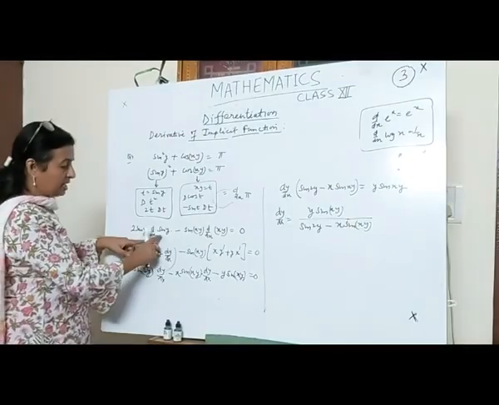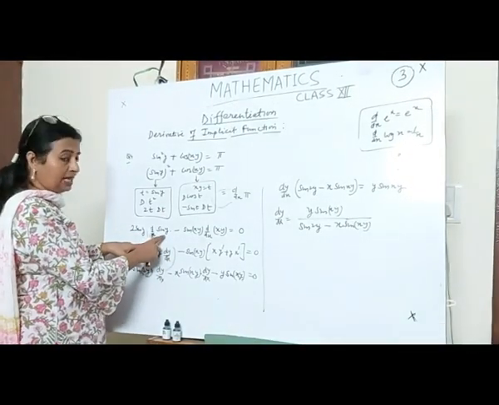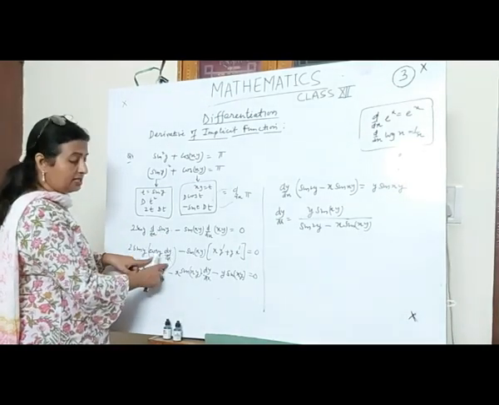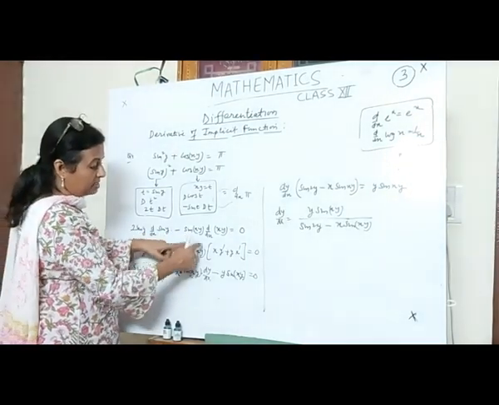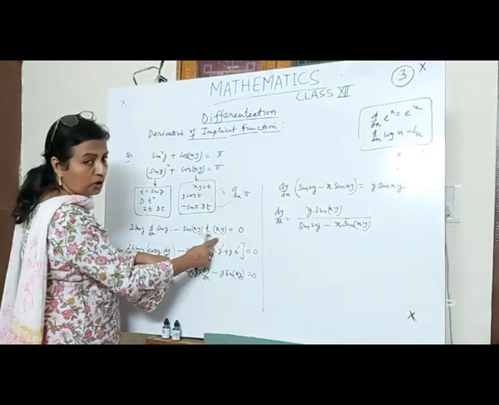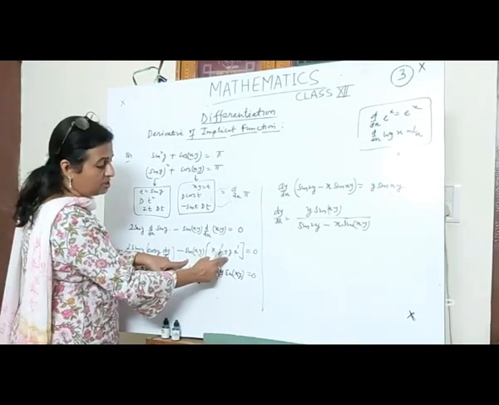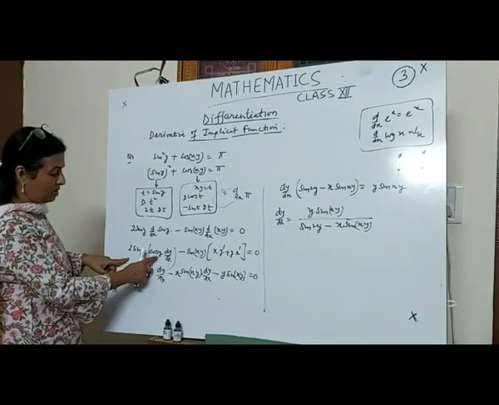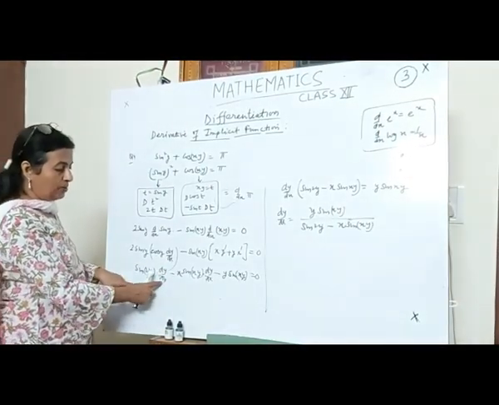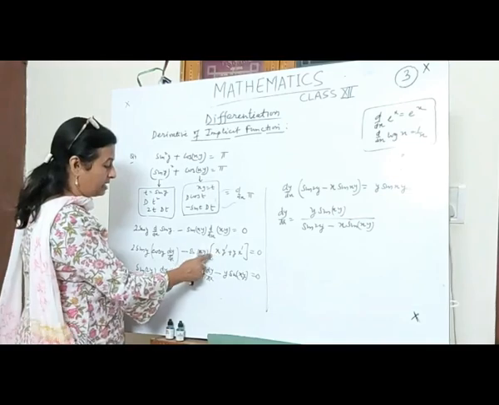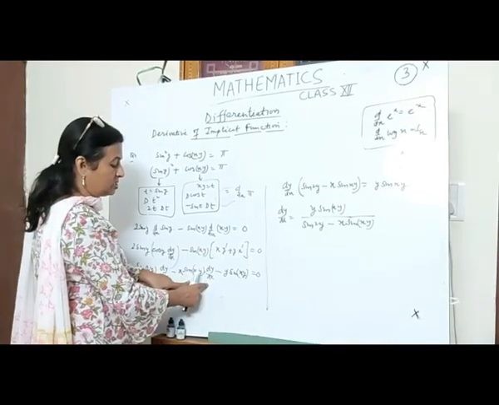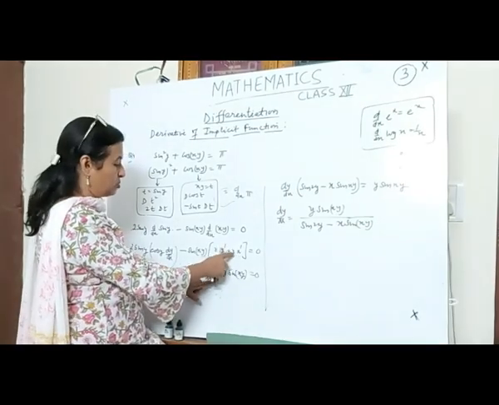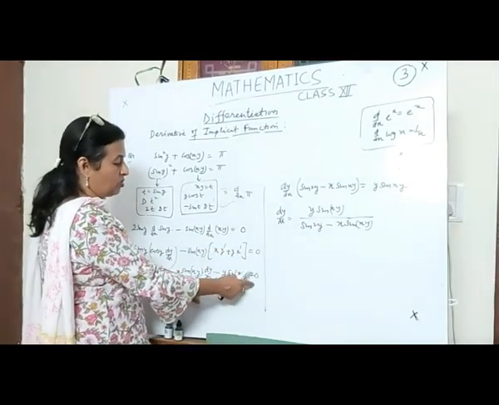Now 2 sin y. The derivative of sin y with respect to x, same as sin x, will be cos y. For y, it is dy upon dx. Minus sin xy, here you have to use the product rule. So xy dash plus yx dash. Now 2 sin y cos y is sin 2y dy upon dx. This is x sin xy, y dash is dy upon dx, plus minus is minus, y, the derivative of x is 1, sin xy is equal to 0.